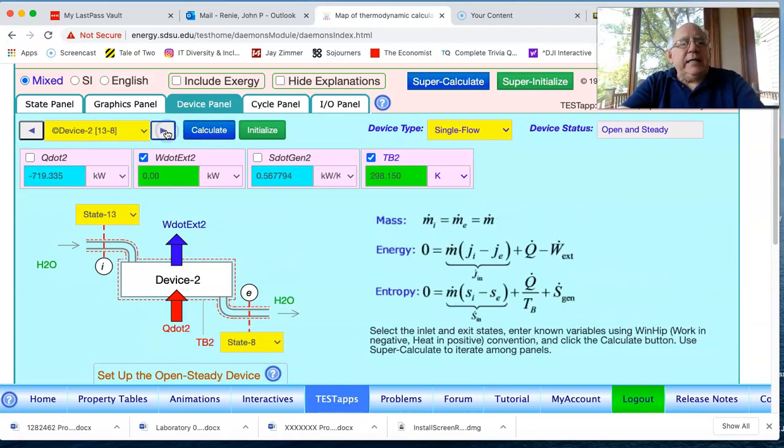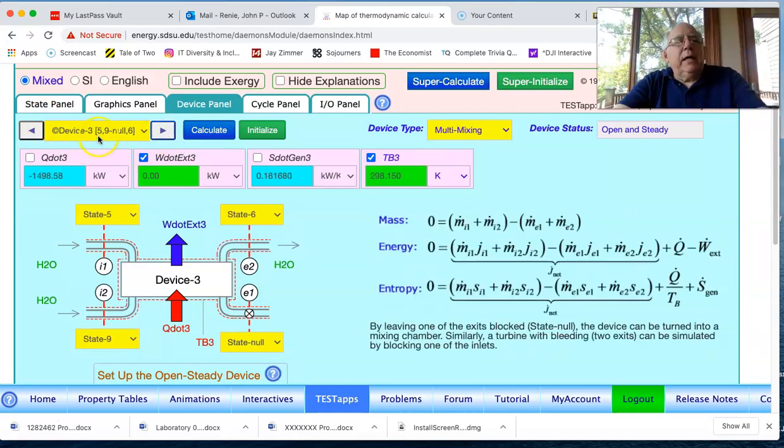Our second device then is from 13 to 8. Now this device is going over to the campus system. And basically we have the 0.3 kilograms per second going over and coming back at state 8. And what we see happening for that enthalpy change is that the heat release is 719. Okay, so now it's negative because it's left the steam, but it actually is 719 that was delivered as a deliverable for the campus, for the power plant.